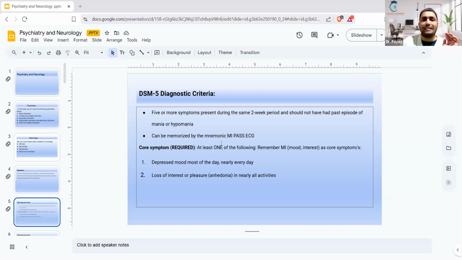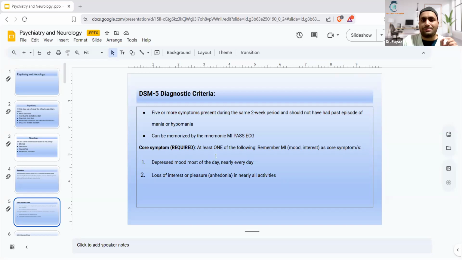You can remember the criteria with a mnemonic: MI PASS ECG. MI, or me, or my, however you want to pronounce it. M stands for mood, I is for interest. Out of these two, one has to be present. If it is not present, it's not depression. P stands for psychomotor agitation or retardation. A is for appetite. S stands for sleep or sexual dysfunction. And the second S is for suicidality, or feelings of killing themselves. E is for energy, C for concentration, G for guilt. We will go over all the symptoms in a few minutes.